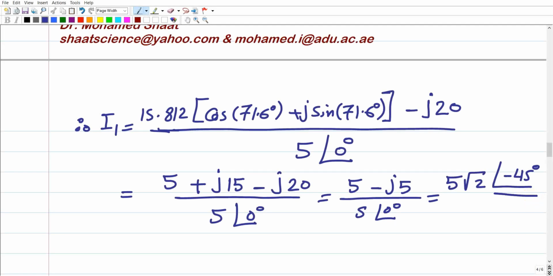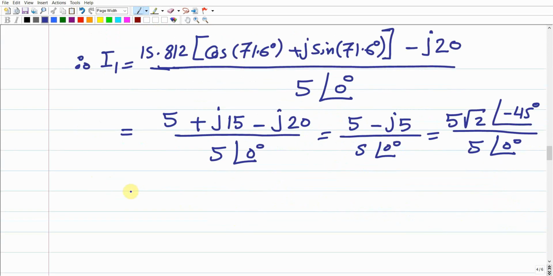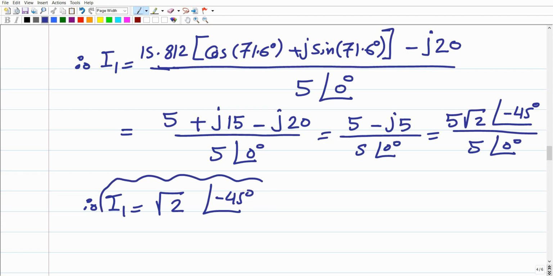This should be divided here, then we're going to end up with 5 angle 0. So if we did the calculations, this is definitely going to give us I1, the phasor, as the 5 will be cancelled. Then we're going to end up with just square root of 2, and the angle negative 45 minus 0 is just going to be negative 45 degrees. So this is going to be the phasor I1 in the phasor form.